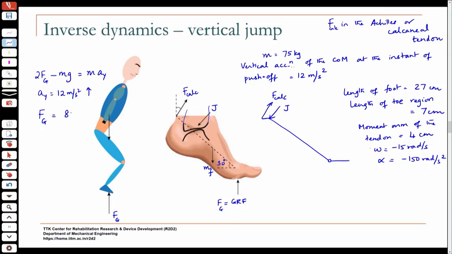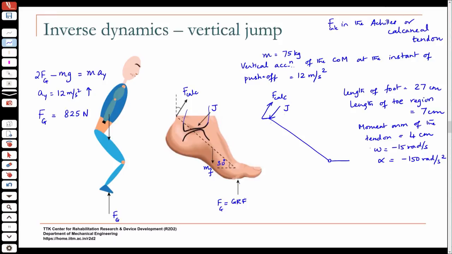So, here, I would know from the anatomy, from the anthropometric data, those relative dimensions. Here it is a simplification; I am just giving you the moment arm of the tendon about the joint. So, if you have this, then you get Fg equal to 825 newtons on each foot, which is what I would then use here in the free body diagram of the foot.